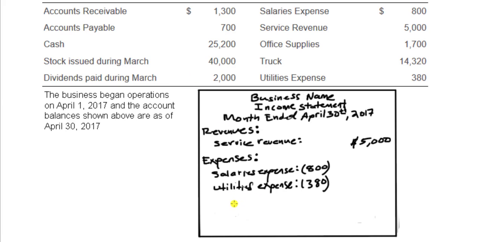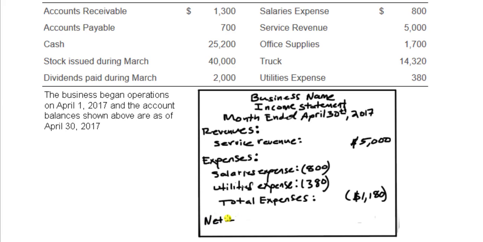All right, so now total expenses, put a total row. Total expenses is equal to 800 plus 380, $1,180. Okay, final line is net income.